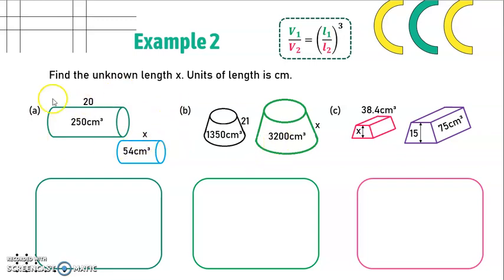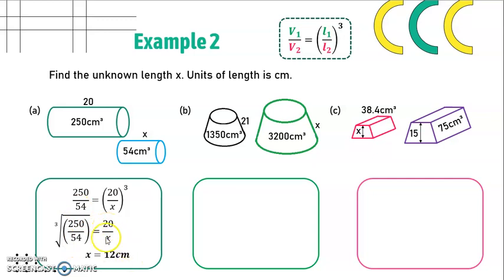Let's try question A first. We use this formula and insert all of this information. Once you get to this step, you want to find the value of x. So you have to move the cube to the other side and it becomes a cube root. Once you calculate this and cross multiply, you'll get your answer to be 12 centimeter. Please check your working here also. Now I want you to pause this video again and try to solve question B and question C.